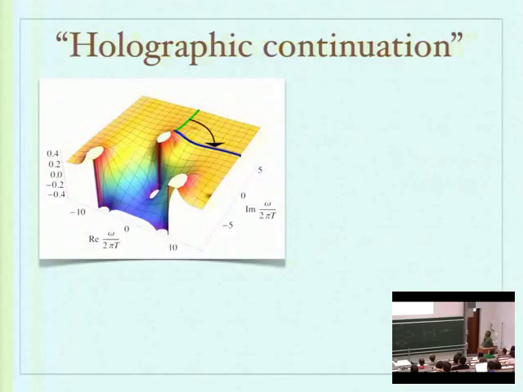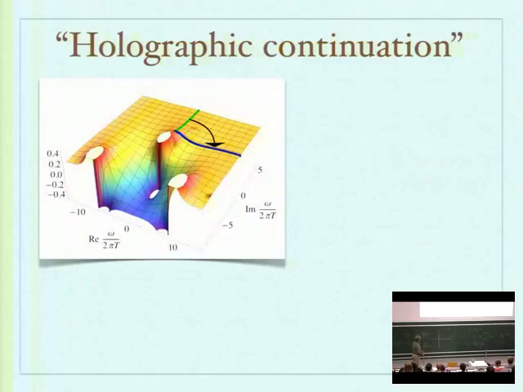Also, one other property of this function sigma, which I didn't discuss, was that it's an analytic function on the complex frequency plane. But what you can prove, furthermore, is that it has poles only in the lower half plane. Well, that you knew, because it couldn't be anything in the upper half plane. But also, you can show that all its zeros are in the lower half plane. That, again, is something the holographic theory tells you.